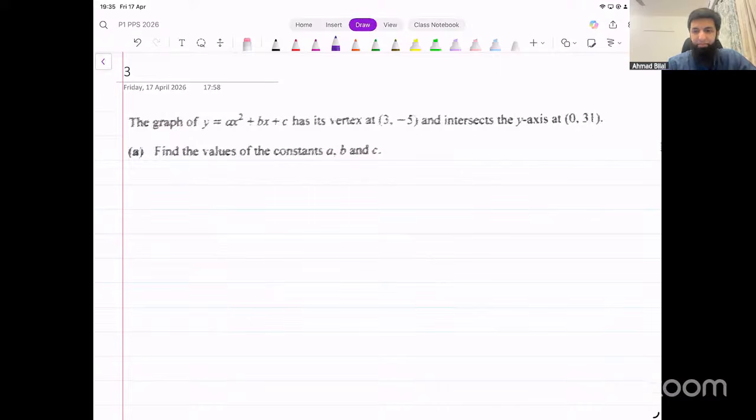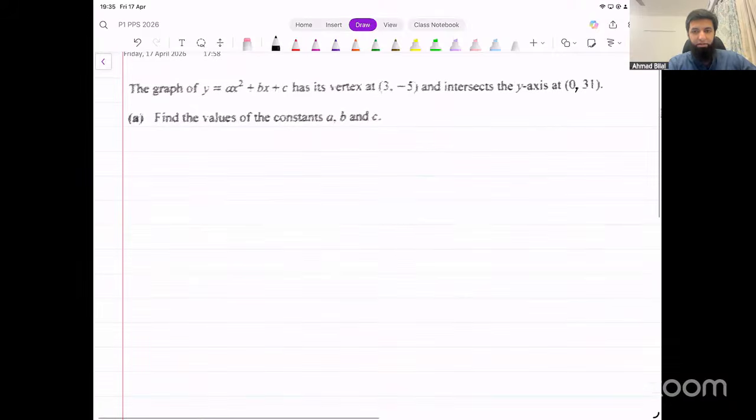19.5, yeah. The graph of y equals ax squared plus bx plus c. The turning point is at 3, negative 5, and it intersects the y-axis at 0 and 31, not 0.31, 0 and 31. Find the values of the constants a, b, and c. Okay, now how do we think about this? We know the vertex, the turning point, and we know the y-intercept.